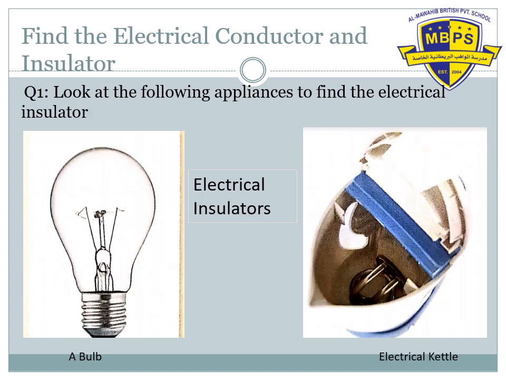So look at the following appliances to find the electrical insulator. It's the same appliances, the bulb and the electrical kettle. Both conductors and insulators are in the same device at the same time, like how we had for the plug. So can you just think for the bulb now? I'll give you some time. 5, 4, 3, 2, 1. It's the glass covering of the bulb which is an electrical insulator. That's very good if you have got the answer.